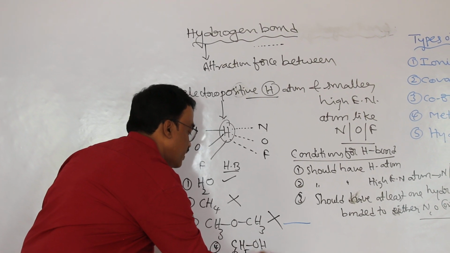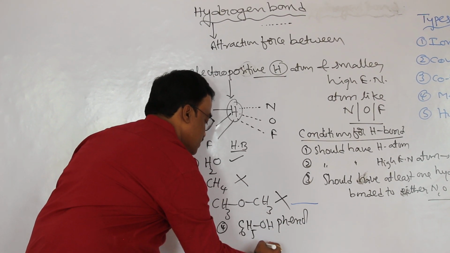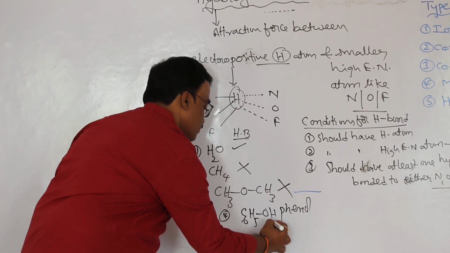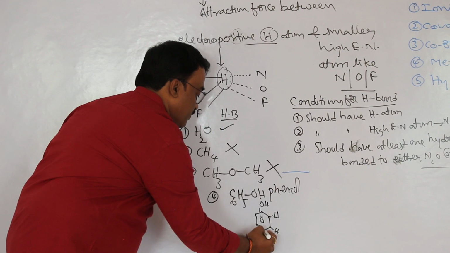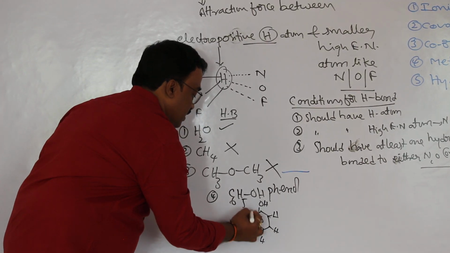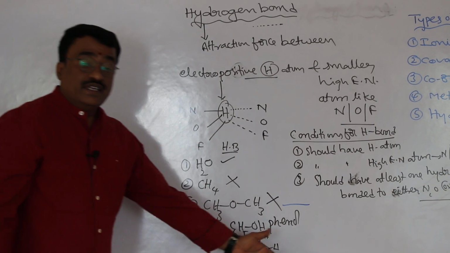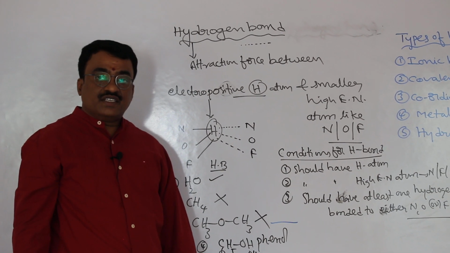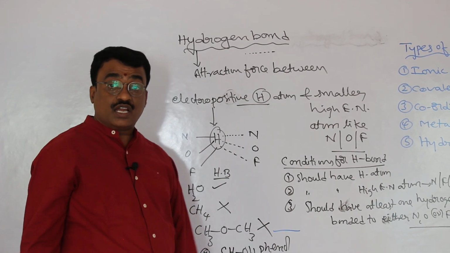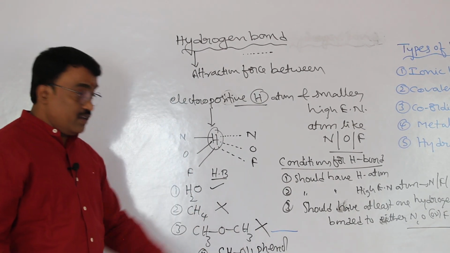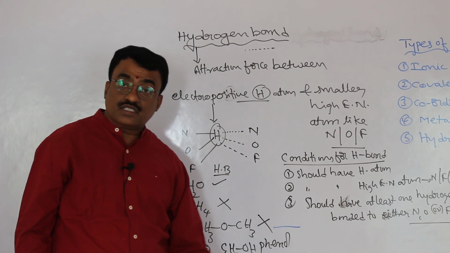C6H5OH. We call it phenol. I'll draw this. Every carbon of the benzene ring has a hydrogen except that one. Now check it. Are the conditions satisfied or not? Does it have a hydrogen? Yes, hydrogens are there. Does it have a highly electronegative element? Yes, oxygen is there.